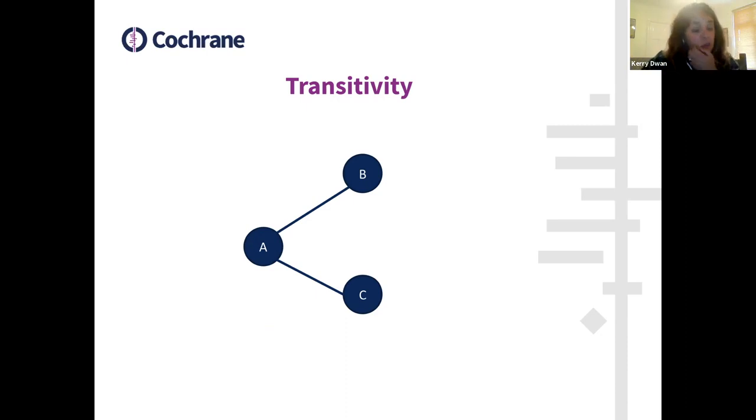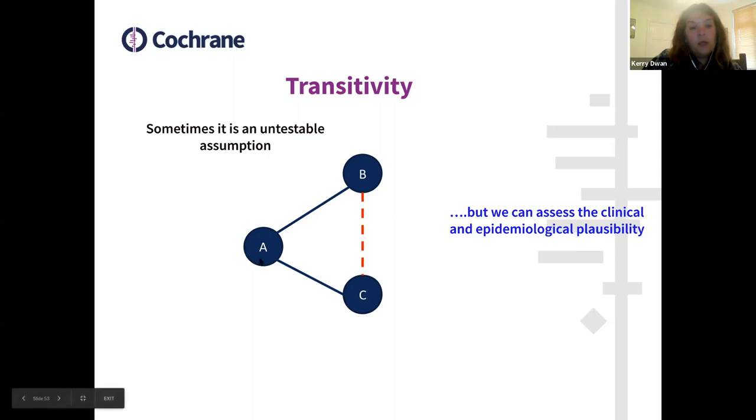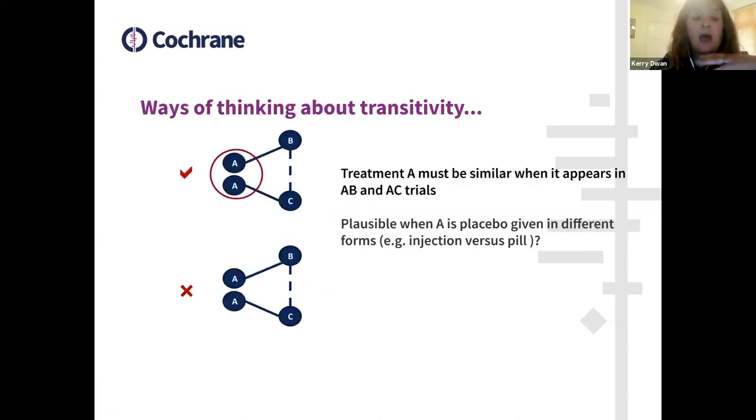So the transitivity assumption is just an extension of that for pairwise meta-analysis. So it's just making sure that the interventions are similar, so that if you have one trial that's comparing treatment A versus B and another that's comparing treatment A versus C, we want to make sure that treatment A in both are similar enough that it makes sense that they can be combined.